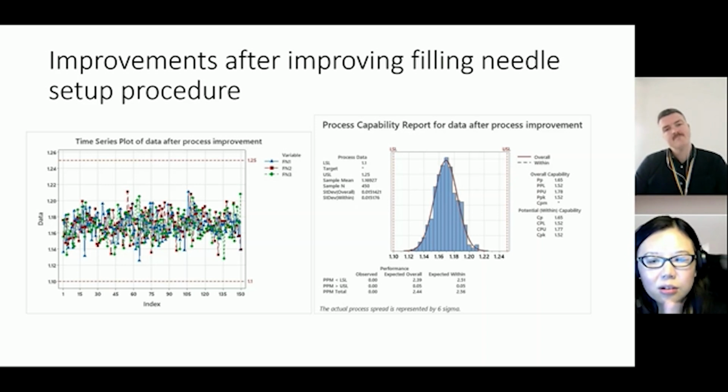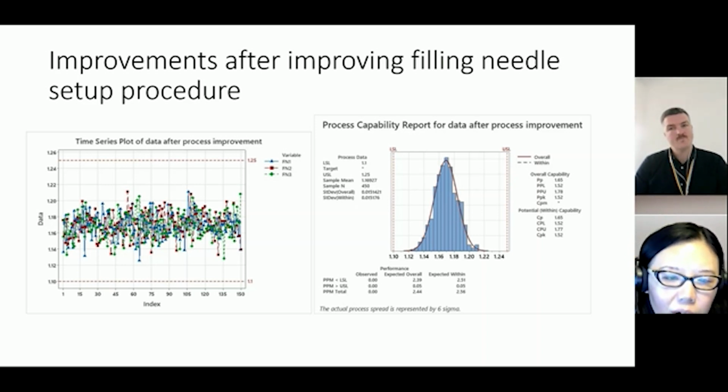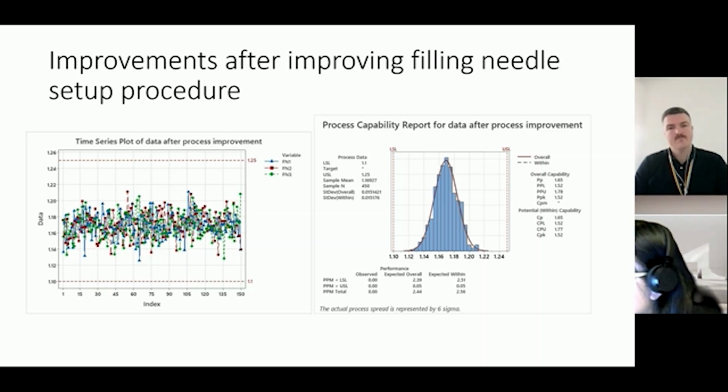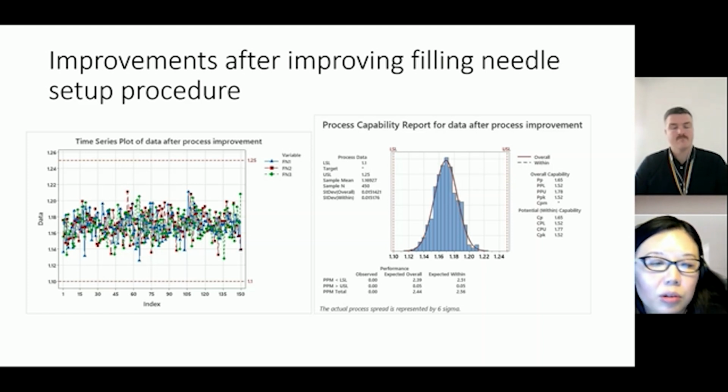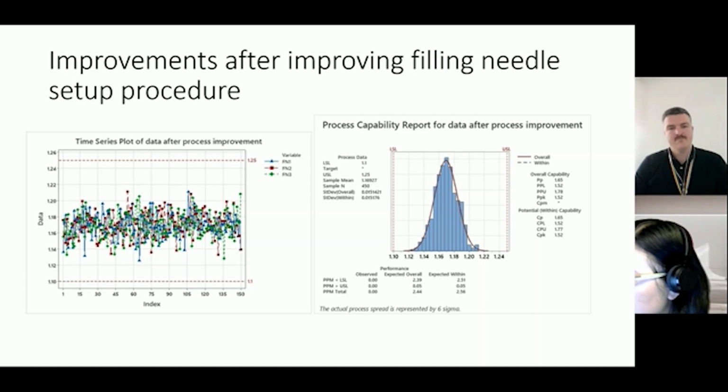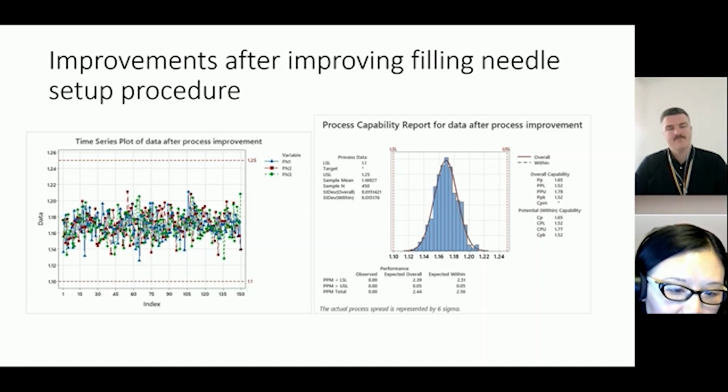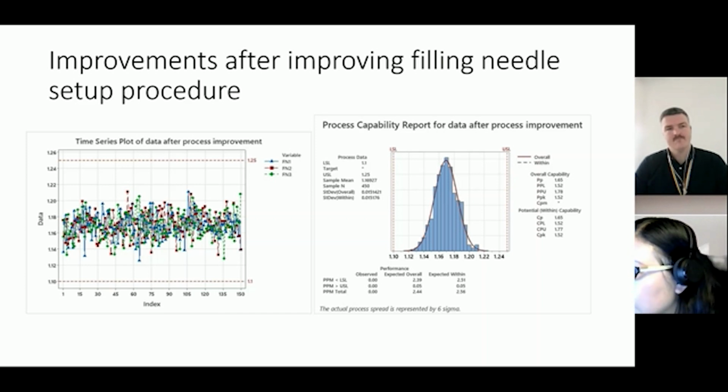And looking at the capability results, I can see there's an improvement because the process is more centered to the middle between the upper and lower spec. And the PPK has improved definitely, because it was just above 1 in the previous results. Now it's 1.52, so that's a good improvement. And you've got 0% out of spec now, so that's good to see.